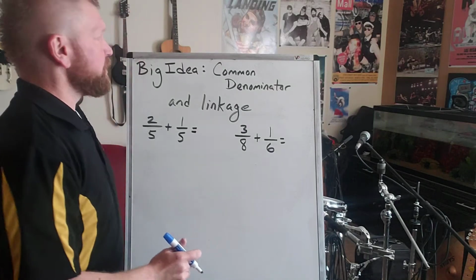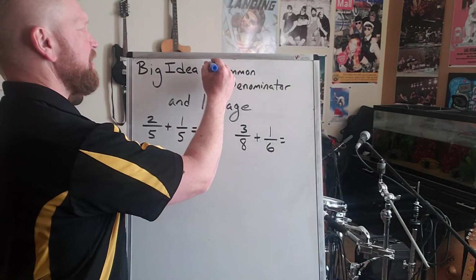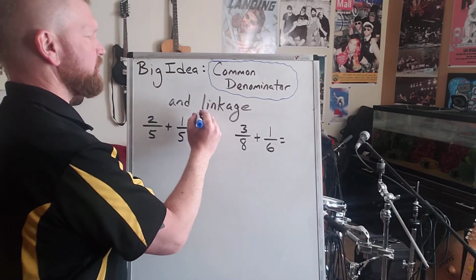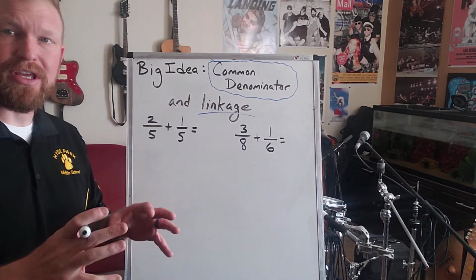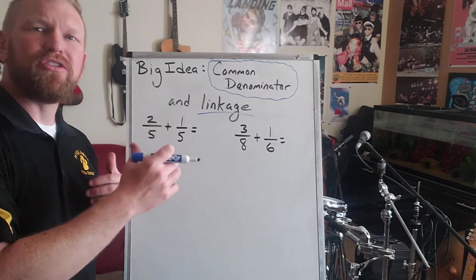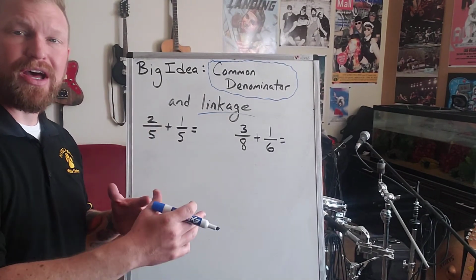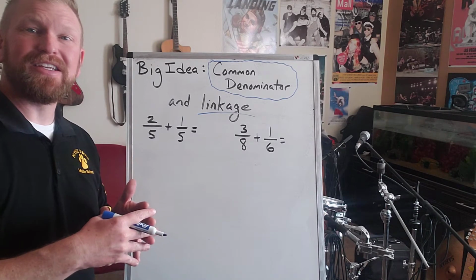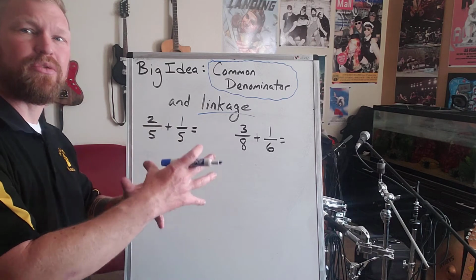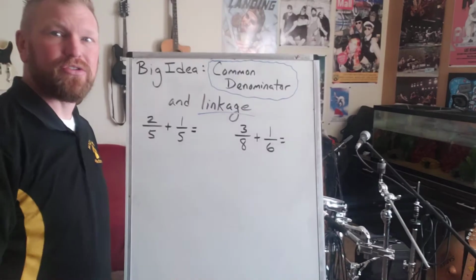Okay, so for this question, the big idea is a common denominator. And also, we're going to discuss linkage again, where you link one skill that you're trying to learn to an old skill that you previously learned. That way you can learn that everything in math is connected, and it's not so difficult because you already have a basis for it. So you can link something that you already know to something that you're about to do.